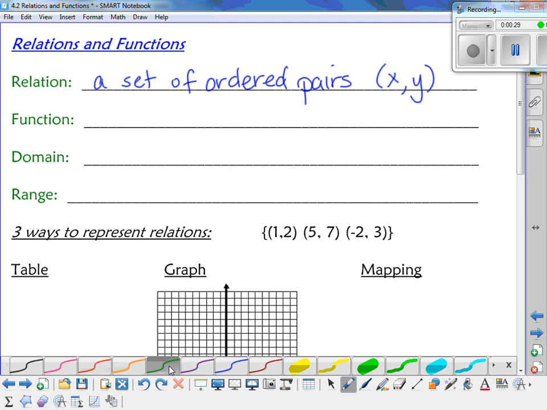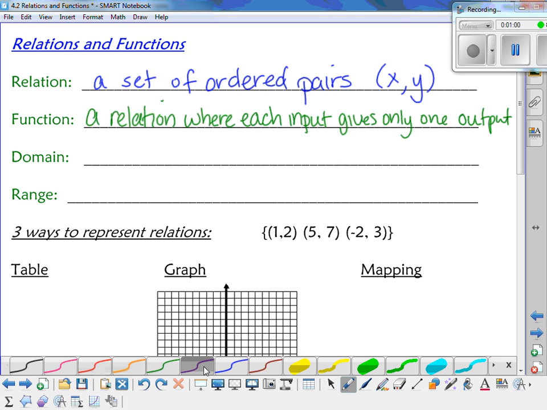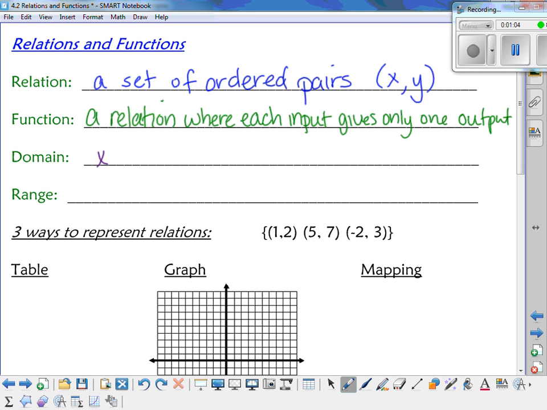A function is a special kind of relation. It's a relation where each input gives only one output. Each input gives only one output. So when we talk about domain, we're talking about our x values for the input. And then when we're talking about range, we're talking about the y values or the output.